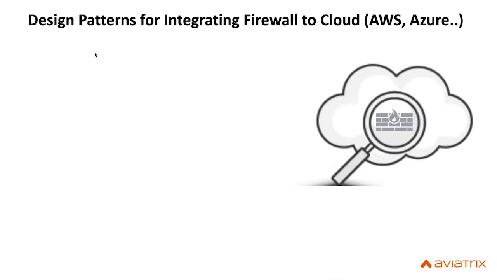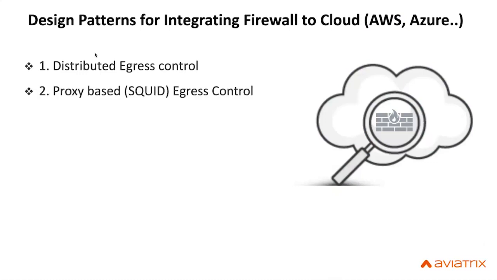There are a lot of these that we are going to share, some in detail, others at a high level. Feel free to ask specific questions related to your design pattern, and we will try to answer them. So the first one, distributed egress control. If you have applications in the cloud, certainly they need access to the internet or other sites outside of the cloud. How do you do egress control and how do you do it in a distributed way? That's the first pattern. Second is proxy-based. Generally, SQUID is one of the popular proxies. So proxy-based egress control. Number 3, centralized egress control.